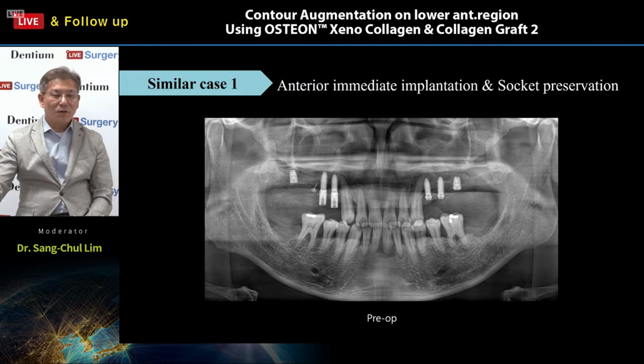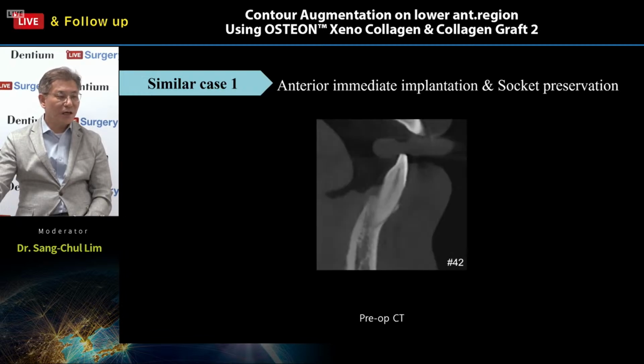Okay, we're going to see a similar case before starting the surgery, for a more comprehensive understanding for the attendees. The anterior immediate implantation and socket preservation, focusing on the lower anterior. As you know, this is a periodontally compromised area, so all of these lower anterior teeth should be extracted and replaced by implant-supported prosthetics.